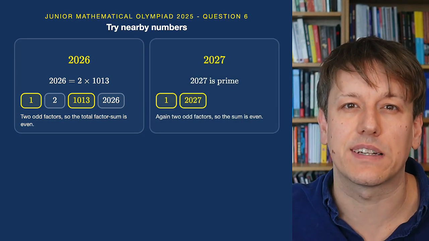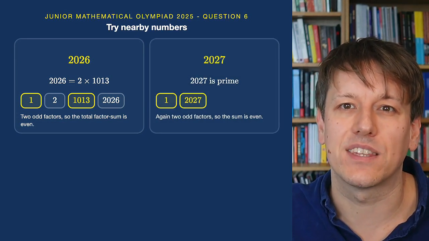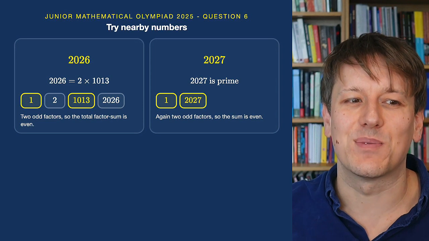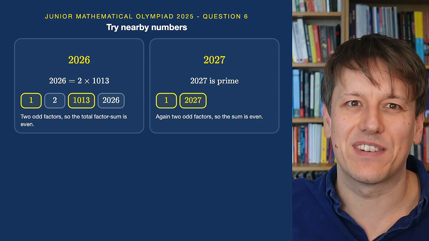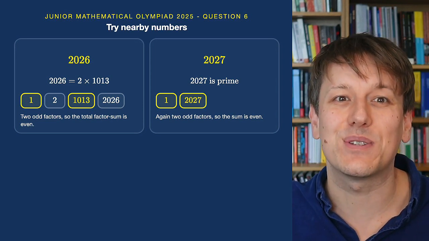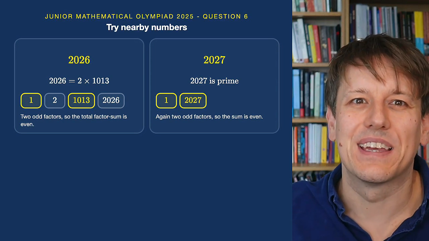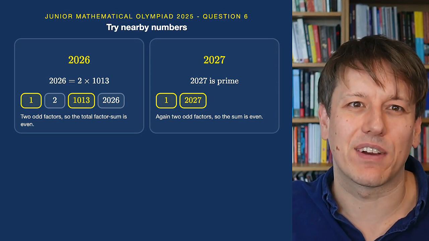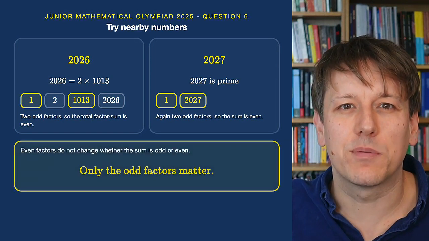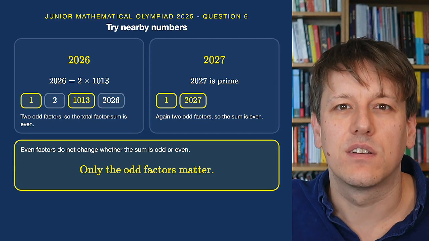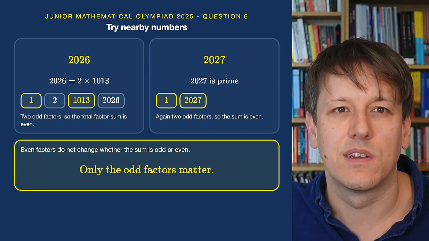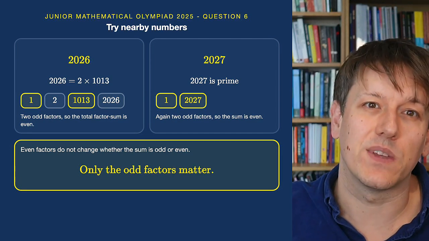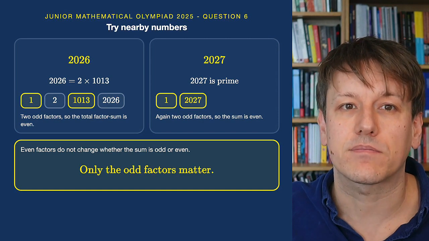2027 is prime, its only factors are 1 and 2027, again the sum is even. This is a good question where actually if you have thought about the prime factorizations of the current year and perhaps even a few future years, you will be helped in this playing around with it. So the important observation here is that even factors really aren't going to affect whether the total sum of the factors is odd or even.